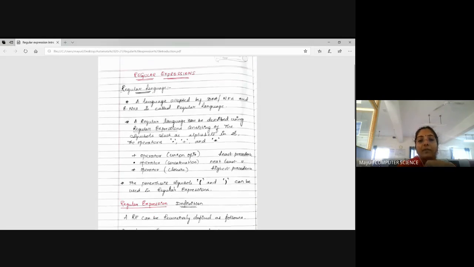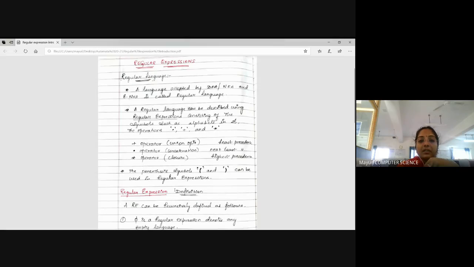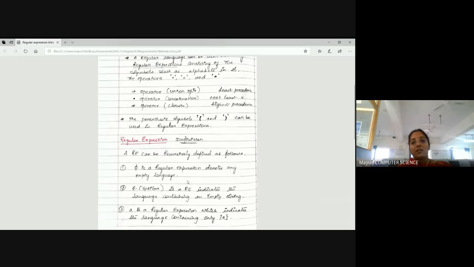Fine. And out of this, when you consider the priorities, the least priority goes to your union operator. The dot operator has the next least priority. The highest priority you always have to consider is the closure, means star. Apart from these plus, dot, and star operators, you also have open and closed parenthesis symbols in a regular expression. Then we'll straight away move towards the regular expression definition.